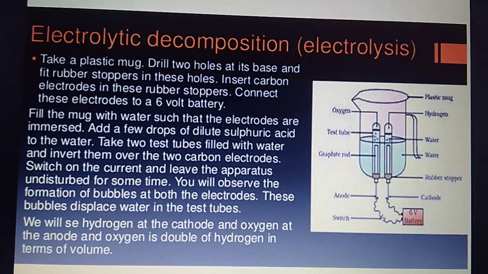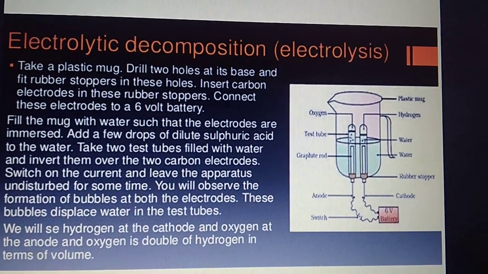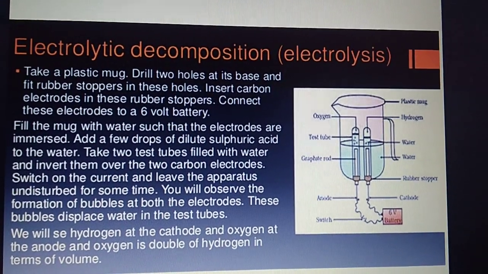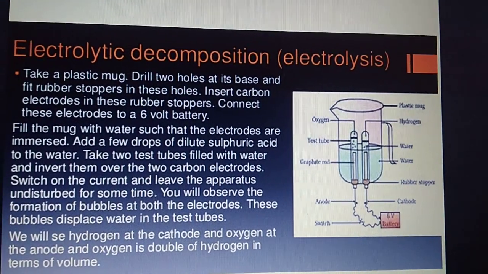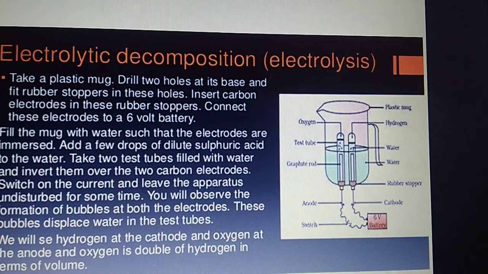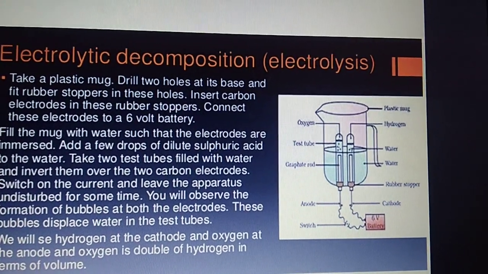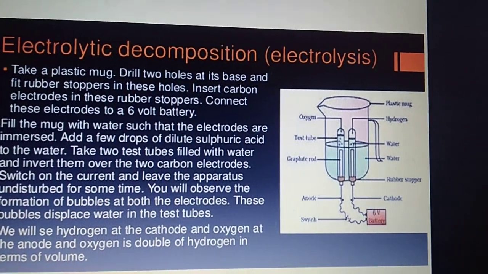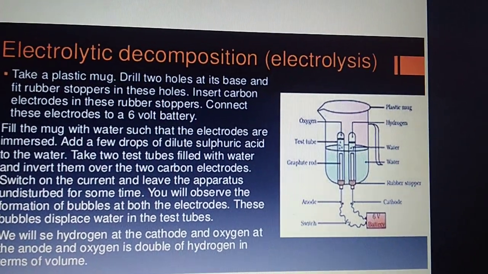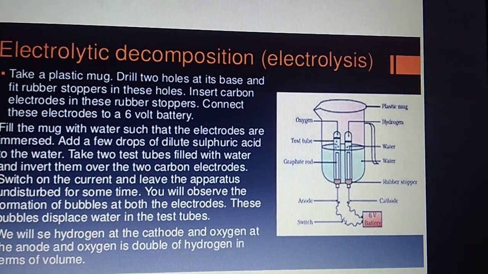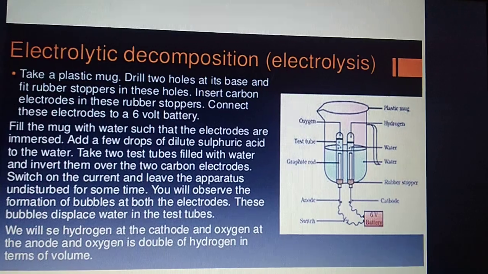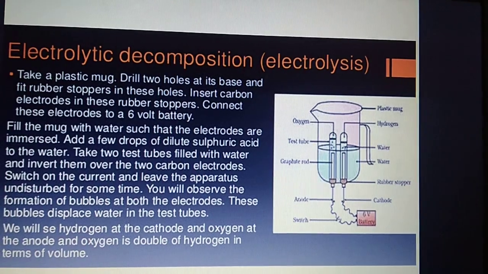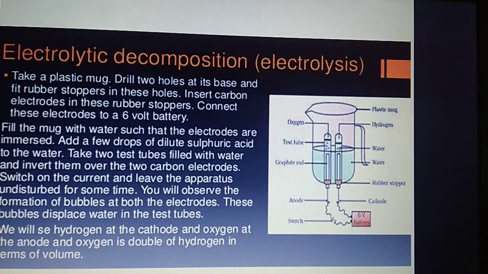In the previous video, we have already discussed some basic reactions, the decomposition reactions. So this is an example of an electrolytic decomposition, which is also called electrolysis. Here you can see that a plastic mug has been taken. Two holes are drilled at its base and rubber stoppers are fitted in these holes, and carbon electrodes are inserted over here, and the electrodes are connected to a 6-volt battery. The mug has been filled with water so that the electrodes are immersed.